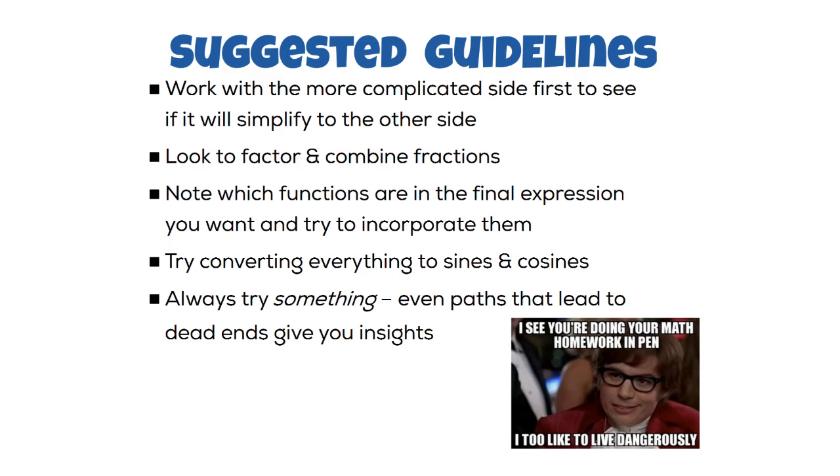Another hint would be to look at what's on the right side, what trig functions are on the right side, and you're trying to make the left side use those same functions. Now you will find that oftentimes you have 4 or 5 different functions going on. Maybe try to convert everything down to sines and cosines. But in general, you always got to try something.